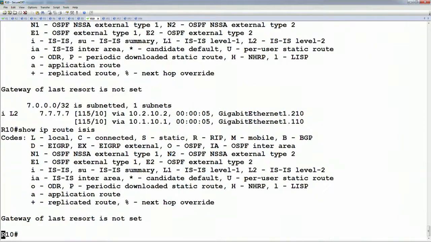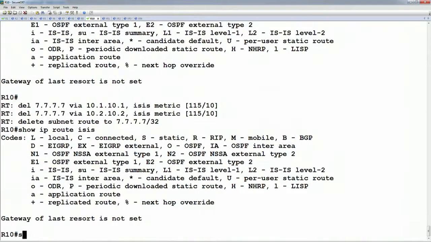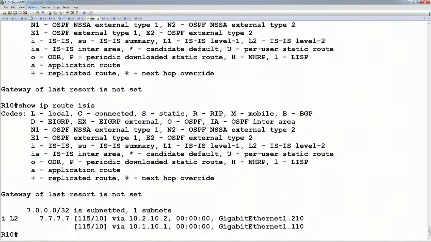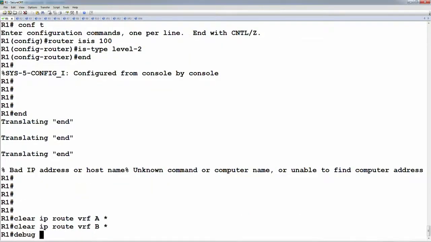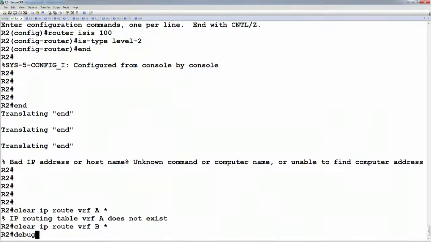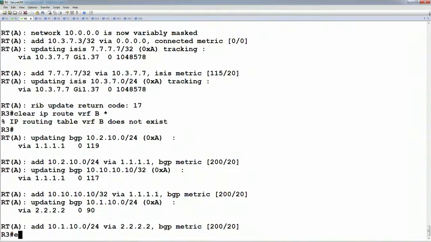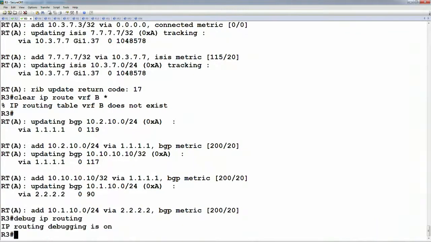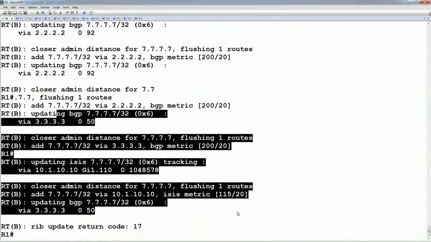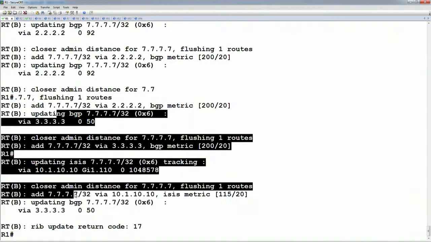Okay, we learned 7's loopback. Now we're deleting 7's loopback. Someone is still deleting it. Okay, so let's look at between 1, 2, and 3. Debug IP routing. Let's see who is specifically causing the loop. It's router 1's fault. Okay, router 1 says I have a closer administrative distance for 7.7.7.7. I'm learning it through ISIS, so I'm going to flush the route out.